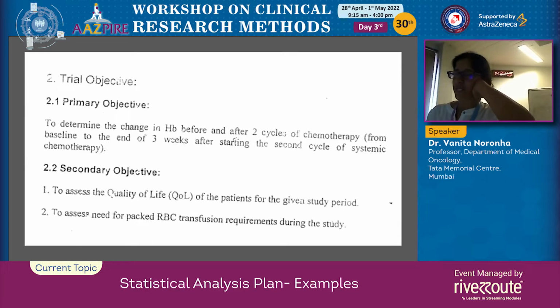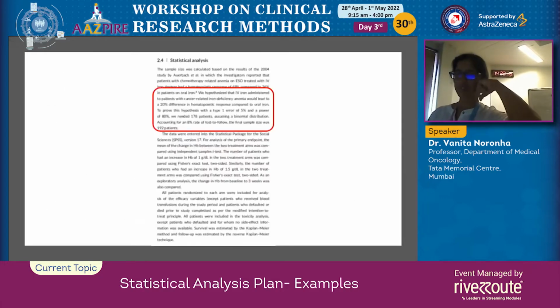Our initial primary objective was to determine the change in hemoglobin before compared to after 2 cycles of chemotherapy. So that would be 2 cycles of chemo, right? 3 weekly chemotherapy, and so 6 weeks after. We were comparing IV iron to oral iron in patients with cancer-induced iron deficiency anemia. And a secondary endpoint was quality of life and need for RBC transfusion.